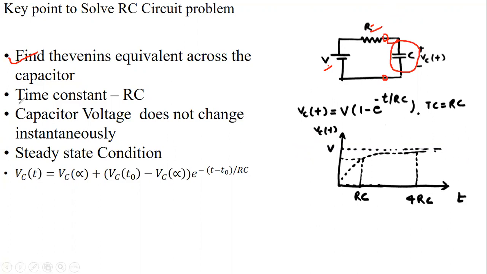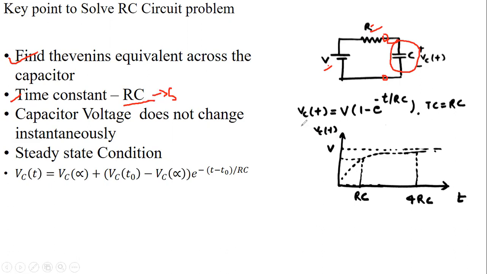In the case of an inductor, the time constant is L by R, while here the time constant is RC. What is the unit of RC? The unit of RC is second. And 1 upon RC represents the frequency. So the time constant here is RC, and what is the significance of this RC?